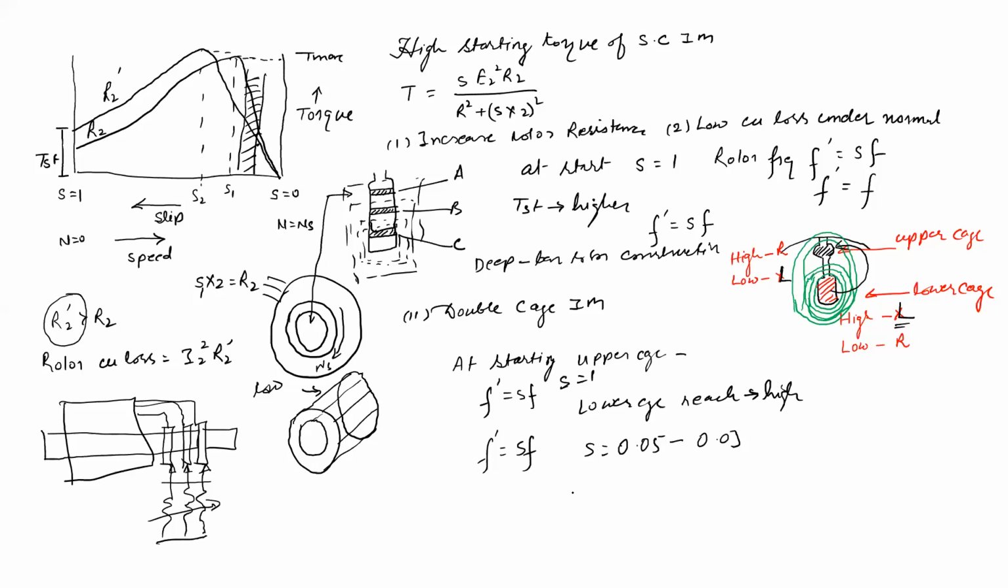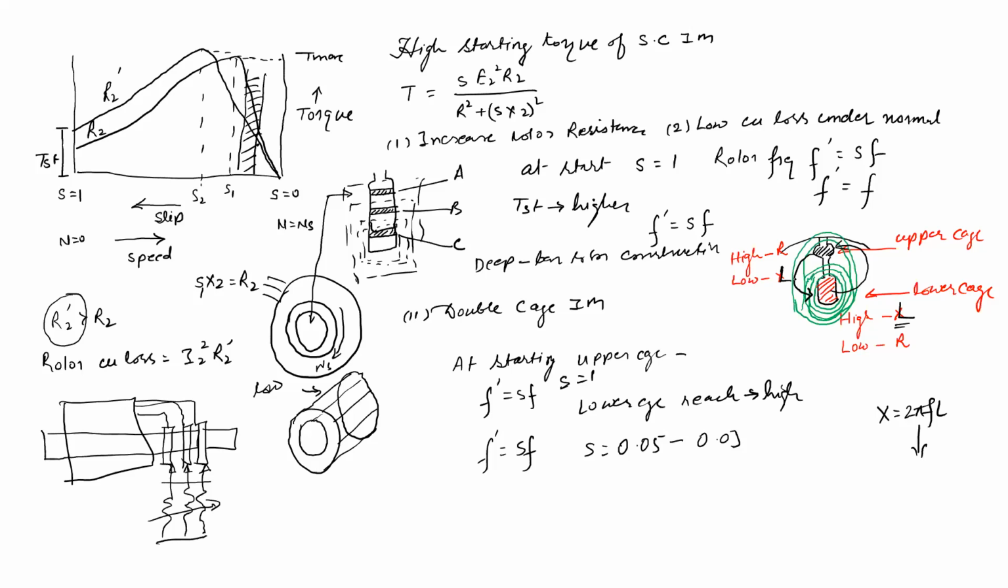Under such condition, the frequency is small. When the frequency is small, definitely the reactance X is equal to 2πFL, and in any case this value goes to a very small value. So under such condition, the reactance of the lower cage will be very small, and therefore the current shifts from the higher resistance part to the lower reactance part, isn't it?